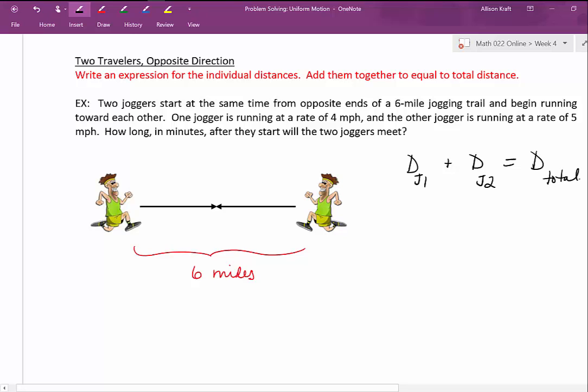We want to write a distance expression for each jogger, add them together, and that'll be equal to our total distance of 6 miles. One jogger is running at a rate of 4 miles per hour. The other jogger is running at a rate of 5 miles per hour.